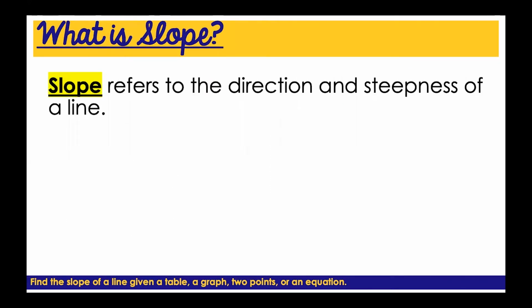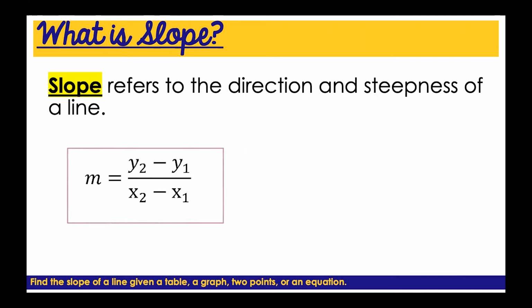In this video, we're going to be talking about slope. Slope refers to the direction and steepness of a line. Our formula for slope is m equals y2 minus y1 over x2 minus x1.